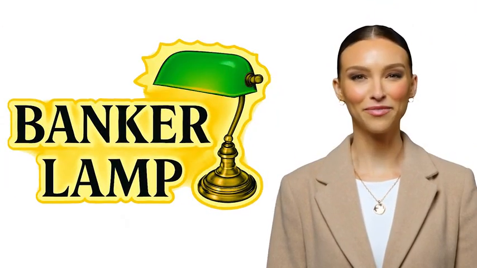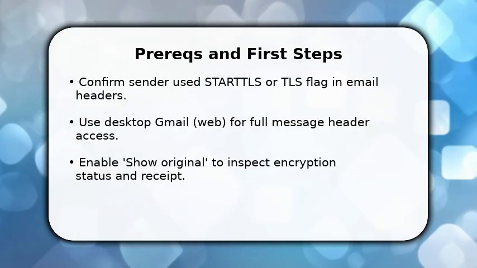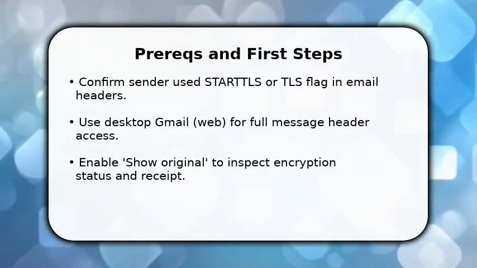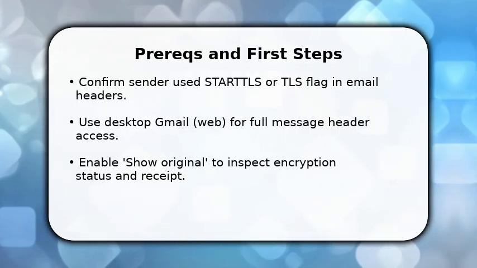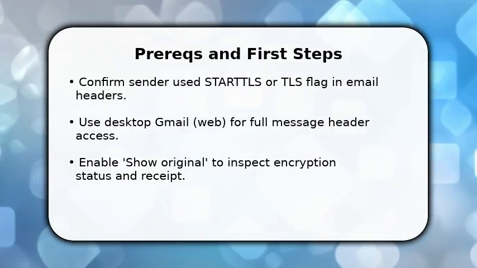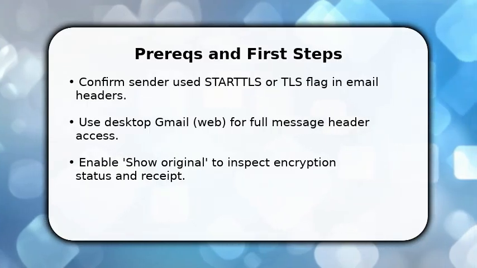Please enjoy the video. You begin by verifying prerequisites. You need desktop Gmail and the email in your inbox. First, open the message, click the three-dot menu, and choose Show Original. This reveals headers and the delivery path.